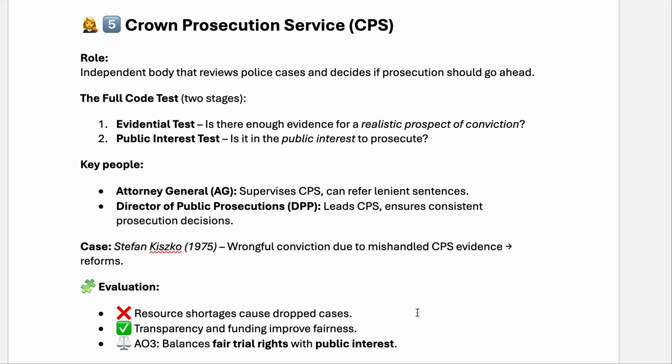Now, before charging ahead, the CPS applies a couple of tests. So it applies what is called the Full Code Test from the CPS Code. Now, it's a two-step process, as you can see here. You've got the evidential test first of all. Is there enough evidence for a realistic prospect of conviction? If it's all circumstantial, no solid evidence, to be honest, the CPS might just send it back because they won't have any success in court. So that's the first one. Is there enough evidence? Secondly, we have the public interest test.